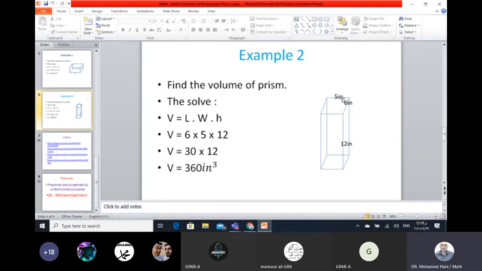Now inch times inch times inch, inch exponent 3. So I can read it inch cubed. So this is the unit to measure the volume. As you remember, we measured the area by squared, and now we measure the volume using cubed.